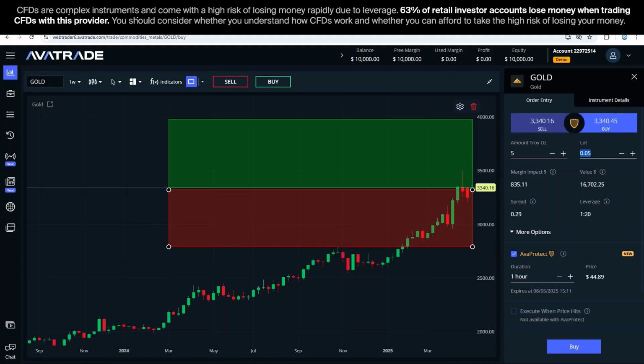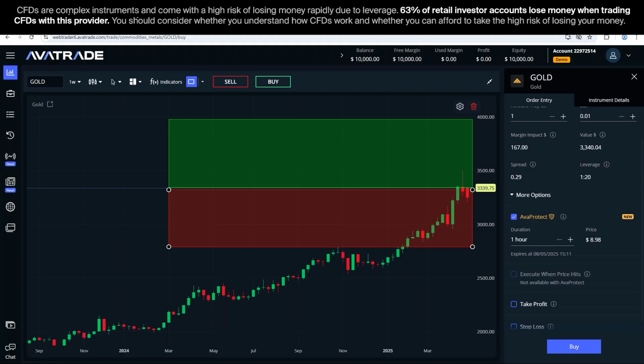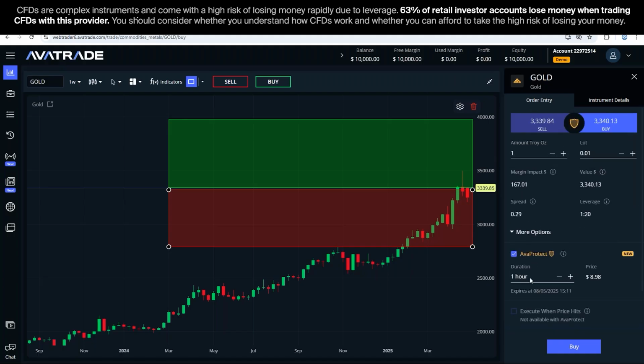So first of all, we're going to customize the lot size to 0.01, which we can always increase. And we can also extend the length of our coverage, which we can see here, the expiry is displayed. And if we click here on the plus, we will notice that the fee here, this is what we're going to pay to cover gold with 0.01 for 1 hour. So let's click on the plus here to extend the duration. Now for 3 hours, it's 13.48. For 6, it's 14. 1 day is a bit more, and 2 days it's a bit more.